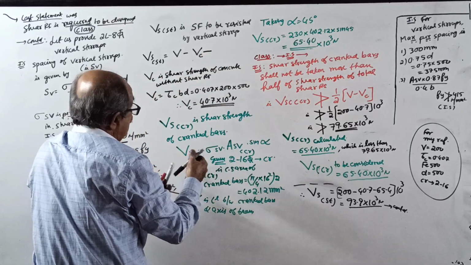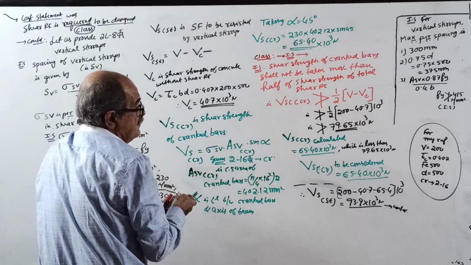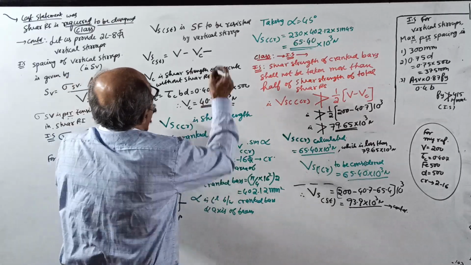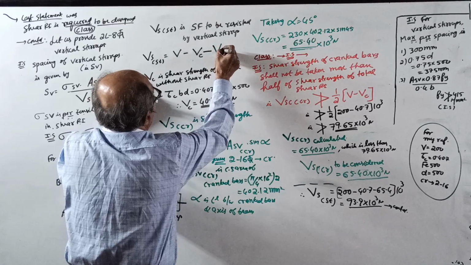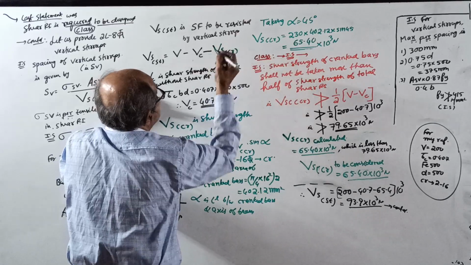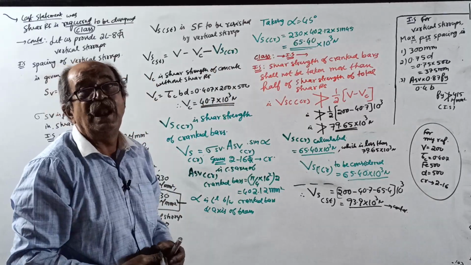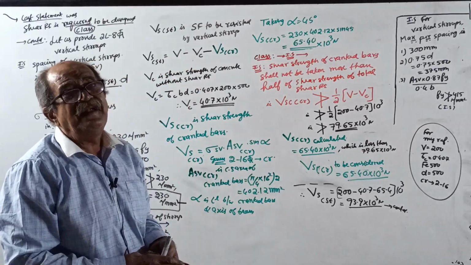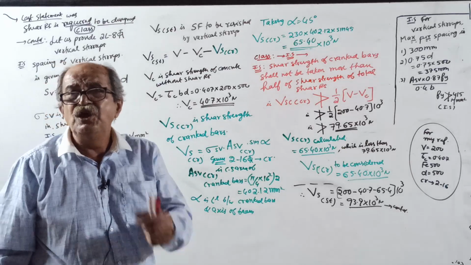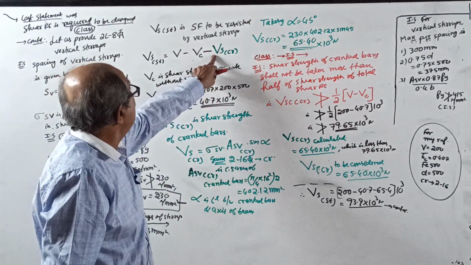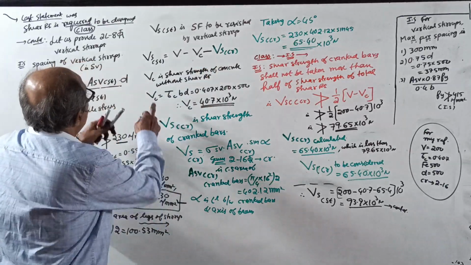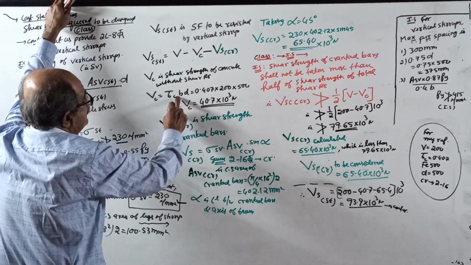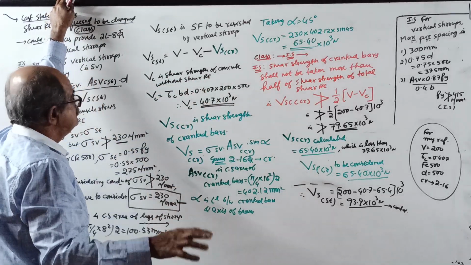What is that other one? The other one is the shear strength of cranked bars. This is the additional help: from the total shear force, subtract the strength of concrete, and subtract the strength of cranked bars. As usual, the shear strength of concrete without shear reinforcement is tau C b d. This you already know.